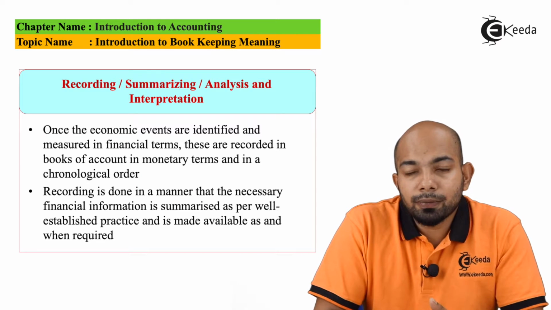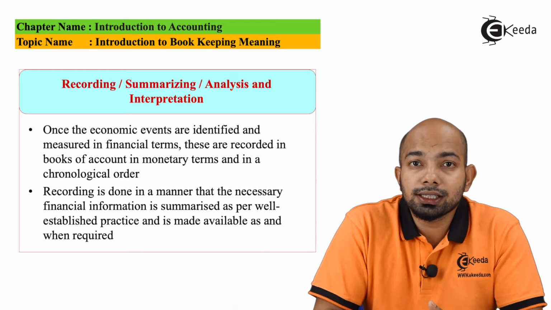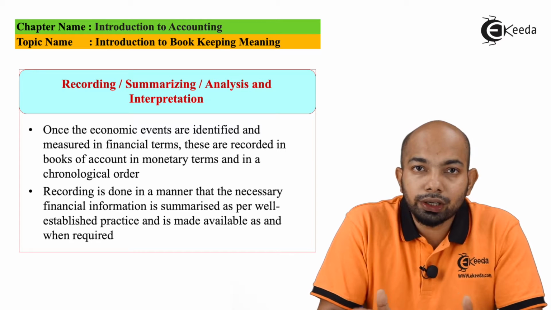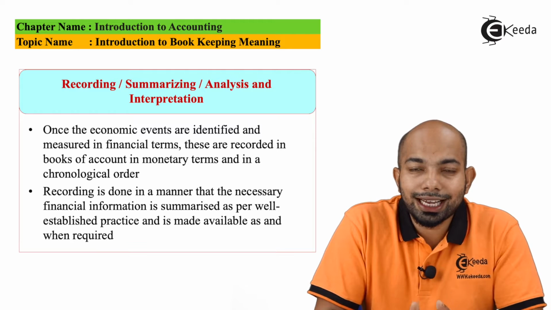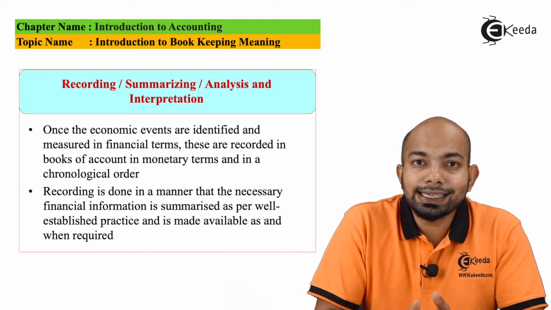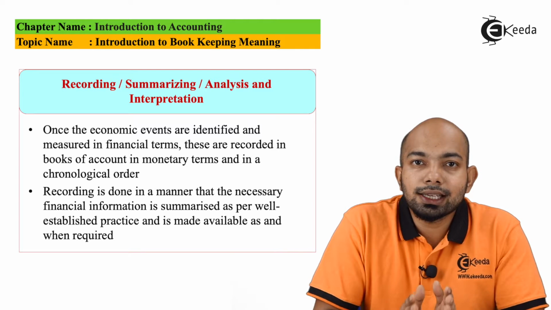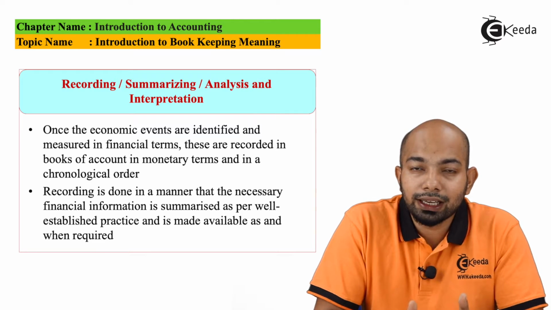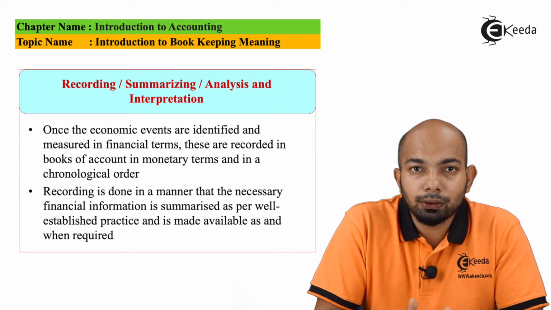So, for example, if Mr. A has purchased certain goods of rupees 30,000 and has made a sale of rupees 50,000, both these two different transactions will be recorded in two different books. The purchase transaction goes under the purchase book and the sales transaction goes under the sales book. This categorizing is known as summarizing the transactions. So, as per the definition, accounting is the art of recording, classifying and summarizing in a significant manner. This is what we were talking about.